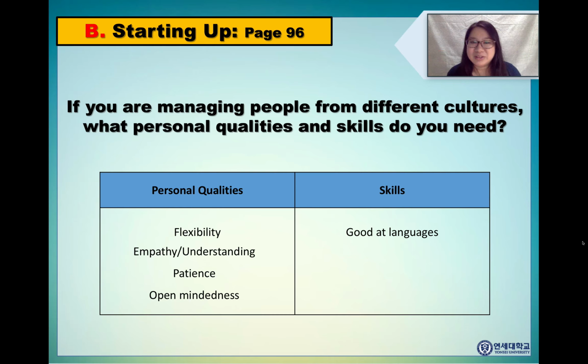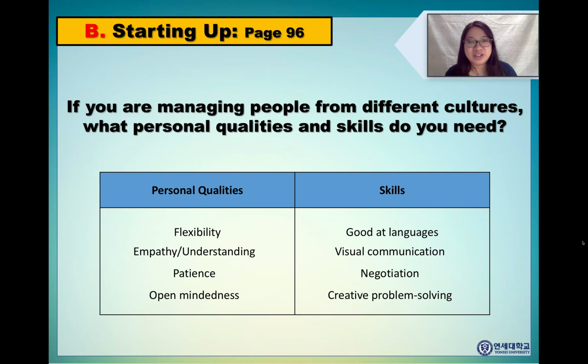People tend to focus on language, but we should also be good at other kinds of communication, like visual communication or body language. We should be fairly good at negotiation as well, having a dialogue between people while lowering the amount of conflict. And finally, creative problem solving, finding new ways to resolve a problem. Okay, so now we have an idea of the ideal manager in your mind.